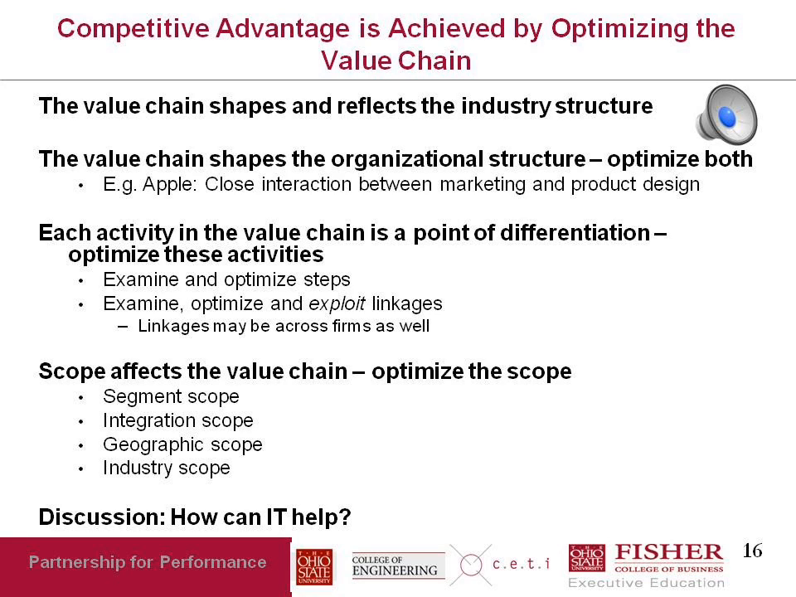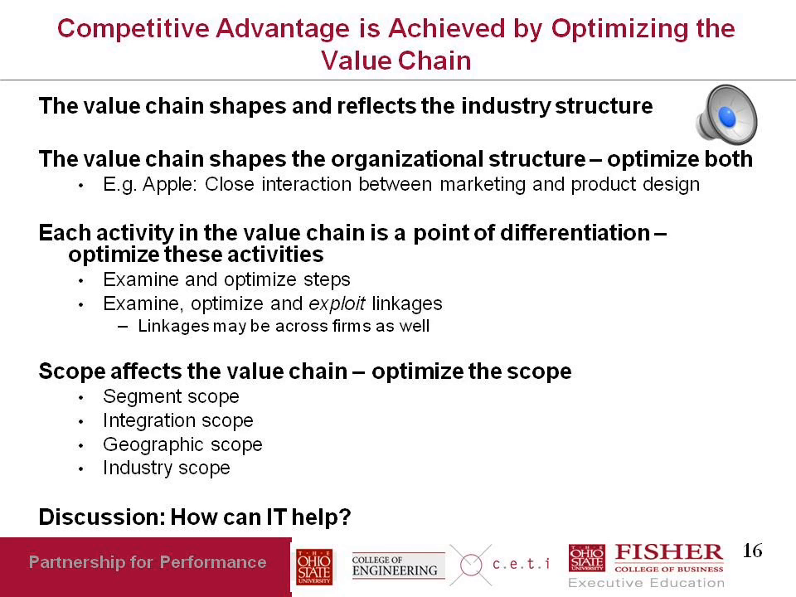Basically, the point I'm making is that each activity in the value chain is a point of differentiation. And companies, in order to achieve competitive advantage, will look at each of these activities, okay, and optimize them. In addition, rather than just looking at individual activities, they look at the linkages between these activities. Because what is done in one activity, the output of one activity, becomes the input of another activity. So when you source raw materials, those raw materials become the input to the operation or the manufacturing process.